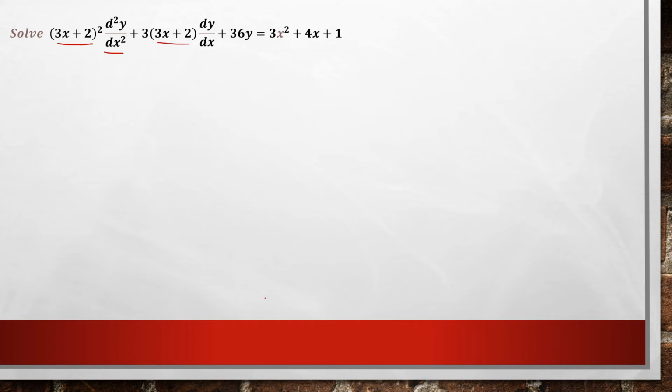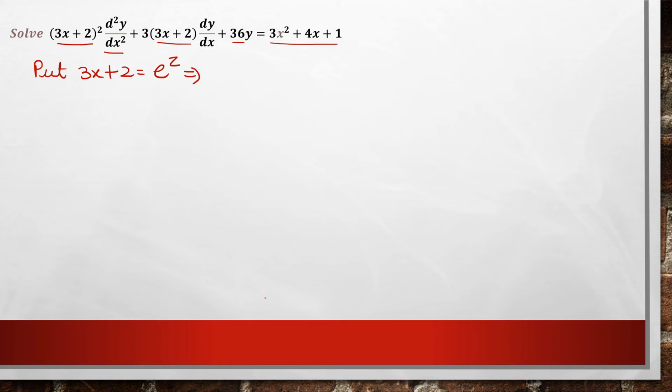Now let's do the next question. The next question is this. Here we have (3x plus 2) whole square d square y over dx square, plus 3 into (3x plus 2) dy over dx, plus 36y equals 3x square plus 4x plus 1. So this is our Legendre's linear differential equation. What we will do is put 3x plus 2 as e power z.